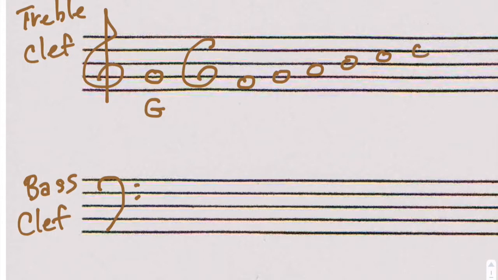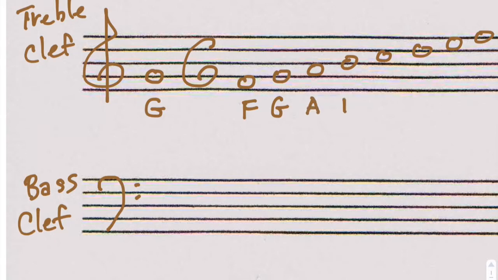And since we know that the second line from the bottom is G, what comes before G in the alphabet? F. What comes after it in the musical alphabet? A. And then we can keep going: A, B, C, D, E, and F. So those are what we would call all of those treble clef notes.